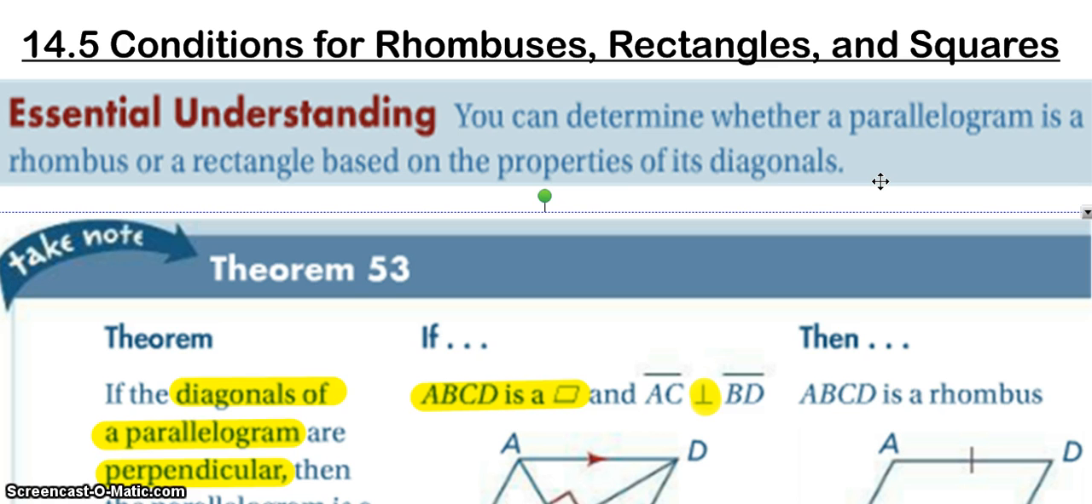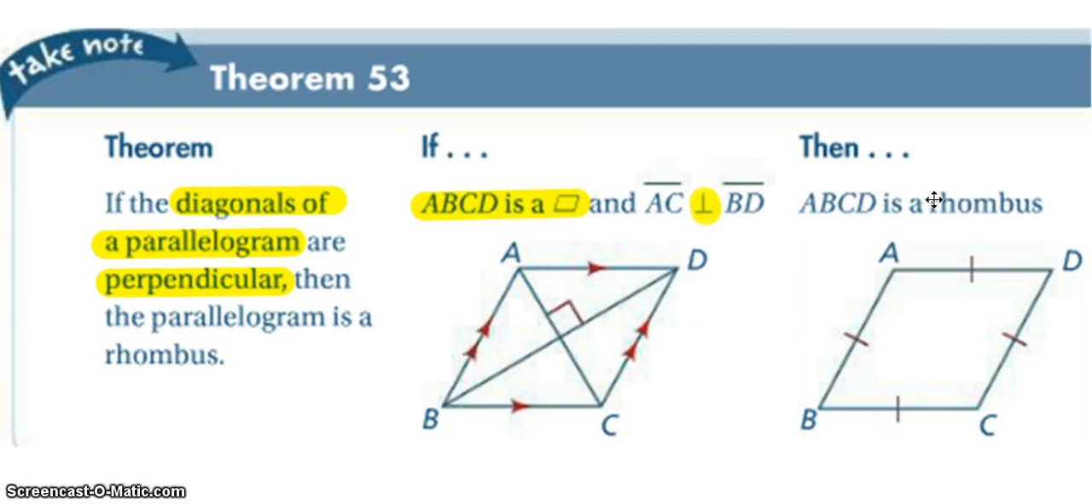So our essential understanding here is we can determine the special type of a parallelogram based off of properties of its diagonals. So how do we do that? We apply what we learned in last lesson. So Theorem 53 here starts off by essentially the inverse of what we know. What we knew before was if we had a rhombus, its diagonals make a right angle.